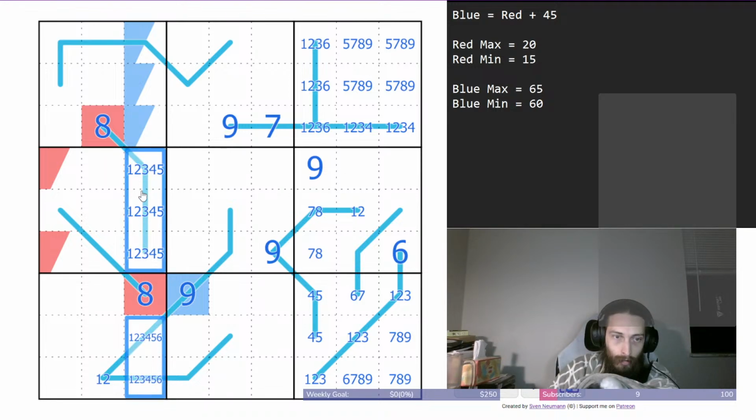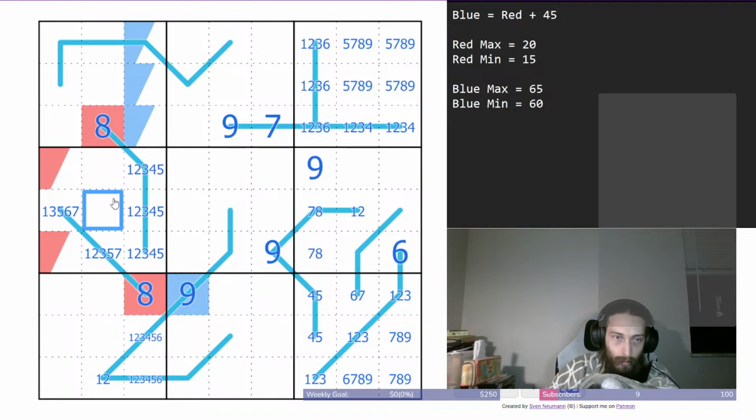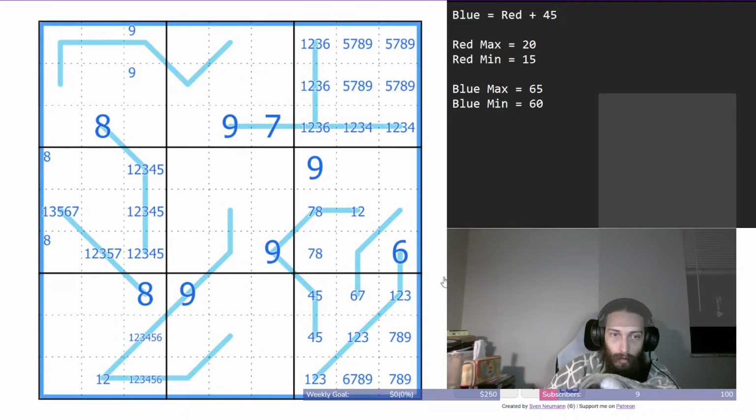Because 17 is all of this. Take 1 away, this is 15 or 16. This is 1, 3, 4, 5, 6, 7. Can't be an 8, can't be a 4. Not a 6, not a 2. Nine, 8. We don't need colors anymore.